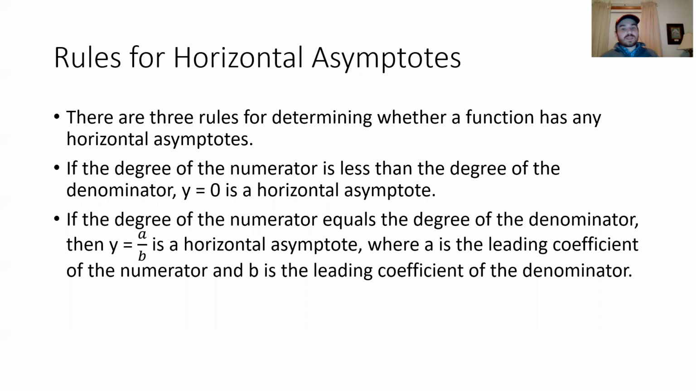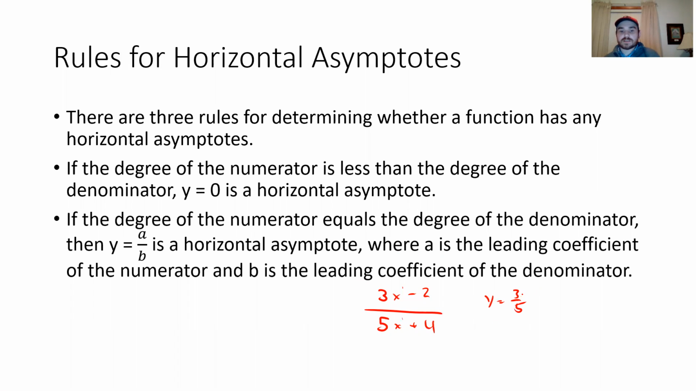If the degree of the numerator equals the degree of the denominator, then y equals a over b is a horizontal asymptote, where a is the leading coefficient of the numerator and b is the leading coefficient of the denominator. So this one, let's say we have 3x minus 2 over 5x plus 4. What this is saying is that this one, where the degree is 1 on top, 1 on bottom, they're the same. This has a horizontal asymptote at y equals 3 over 5.